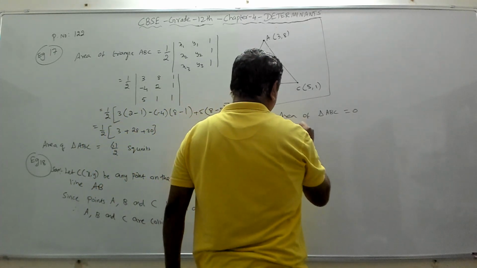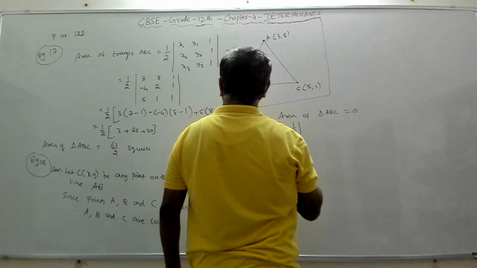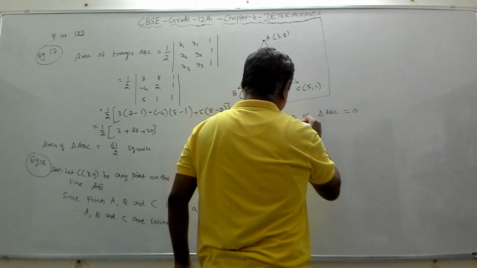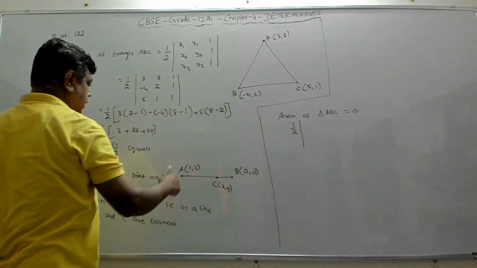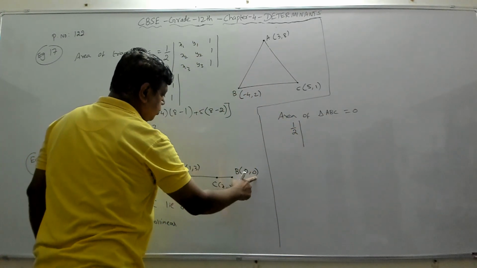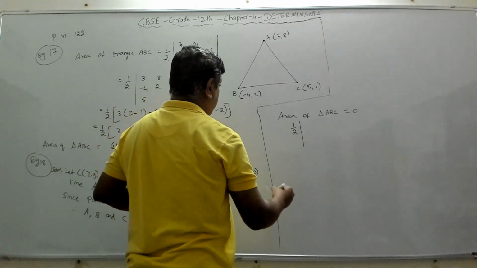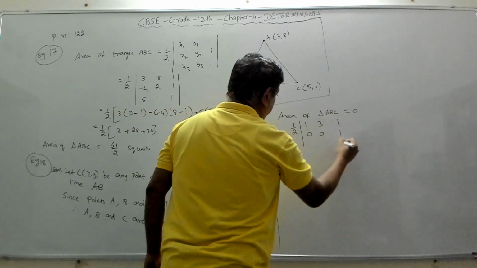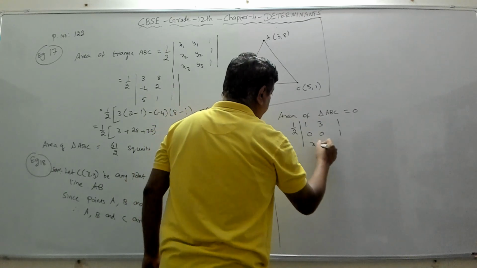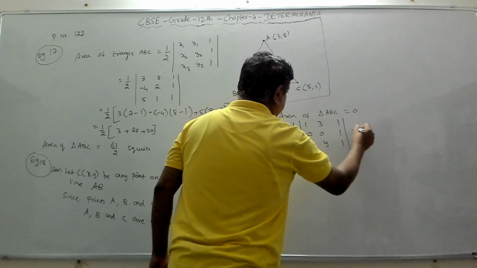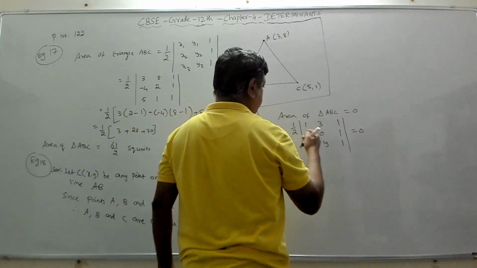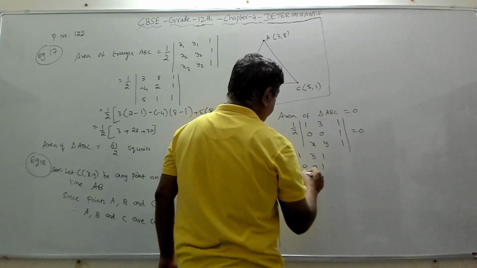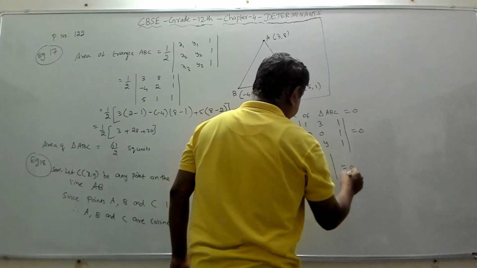So now what is the area of the triangle? Half of the determinant of x1, y1, 1, x2, y2, 1, x3, y3, 1. So x1, y1 is 1, 3, then x2, y2 is 0, 0, then x3 is x, y3 is y, and 1. And this is equal to 0. Now half will go to the other side, so that will also become 0. So we'll get the determinant 1, 3, 1, 0, 0, 1, x, y, 1 equal to 0.